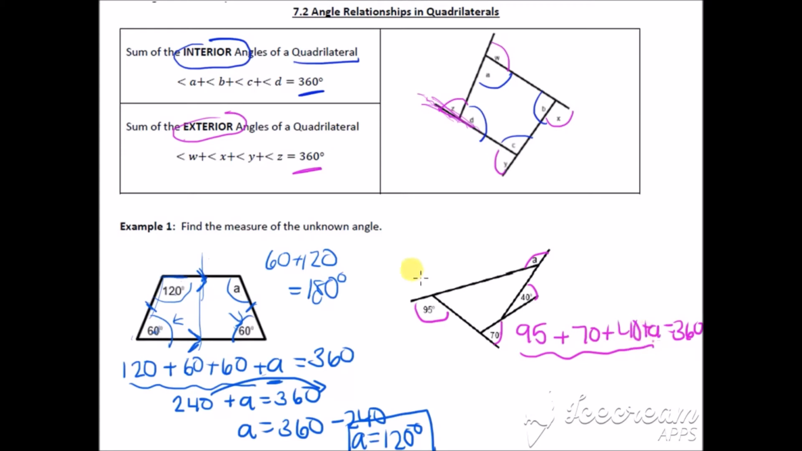Okay, so 95, 70, and 40 add up to 205. Okay, and then just bring the A down, plus A equals 360. We're going to move that 205 over. We're going to get 360 minus 205, and we're going to get an answer of 155. So 155 degrees for A being that exterior angle right there.